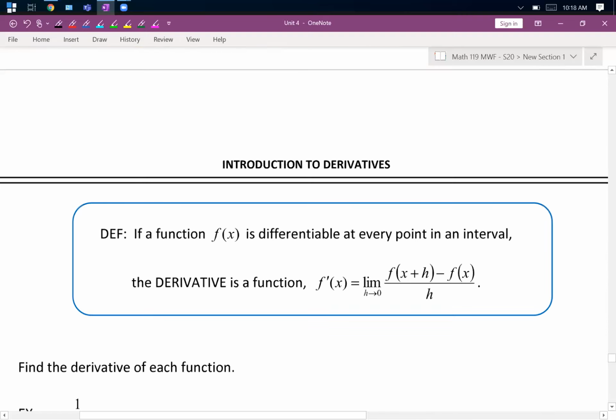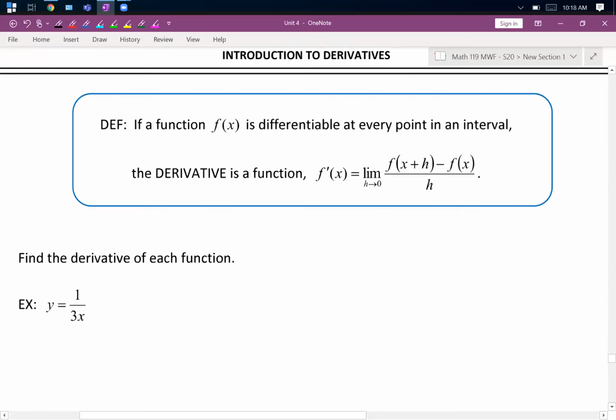So here we go. Same definition. I'm just taking out the sub-zero. And this is how I think of derivative. If a function f of x is differentiable at every point in an interval, the derivative is a function itself. That function, f prime of x, is equal to the limit as h approaches 0 of f of x plus h minus f of x all over h. I think this is the much easier way to do problems than how I introduced it, where we were actually plugging the 0 in.